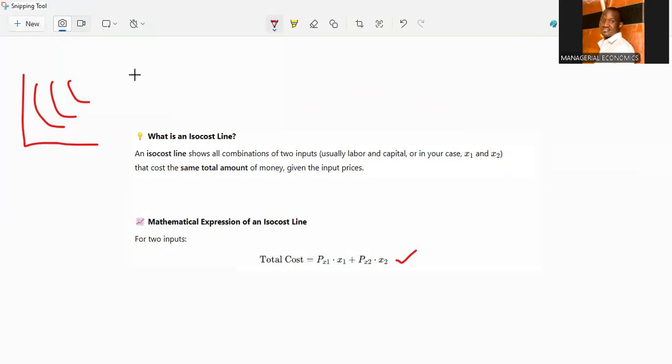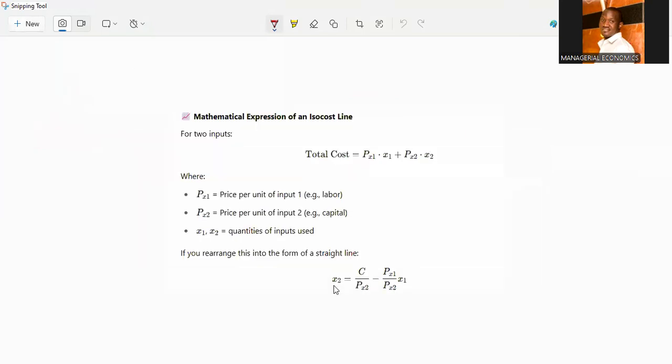Say the isocost would be given by x2 is equal to cost over px2 minus price of good one over price of good two x1. So using a mathematical formula, we have an isocost line which shows this combination, for labor and for capital. And the quantities, using x1 and x2. If you rearrange them, the formula of the straight line will be given by that.